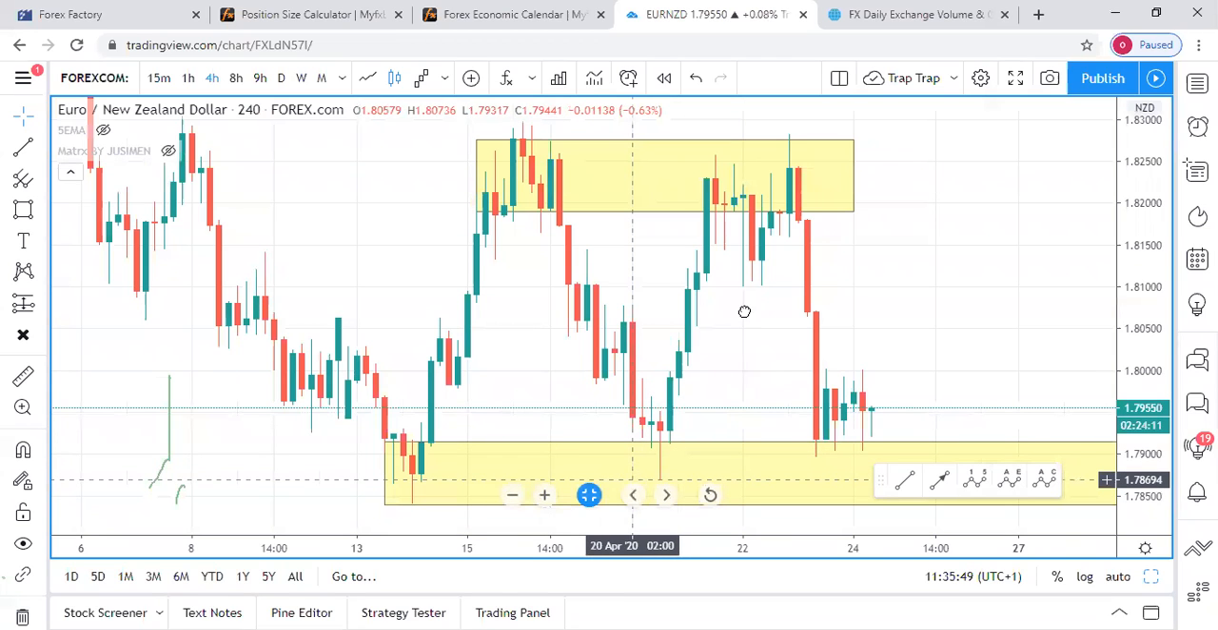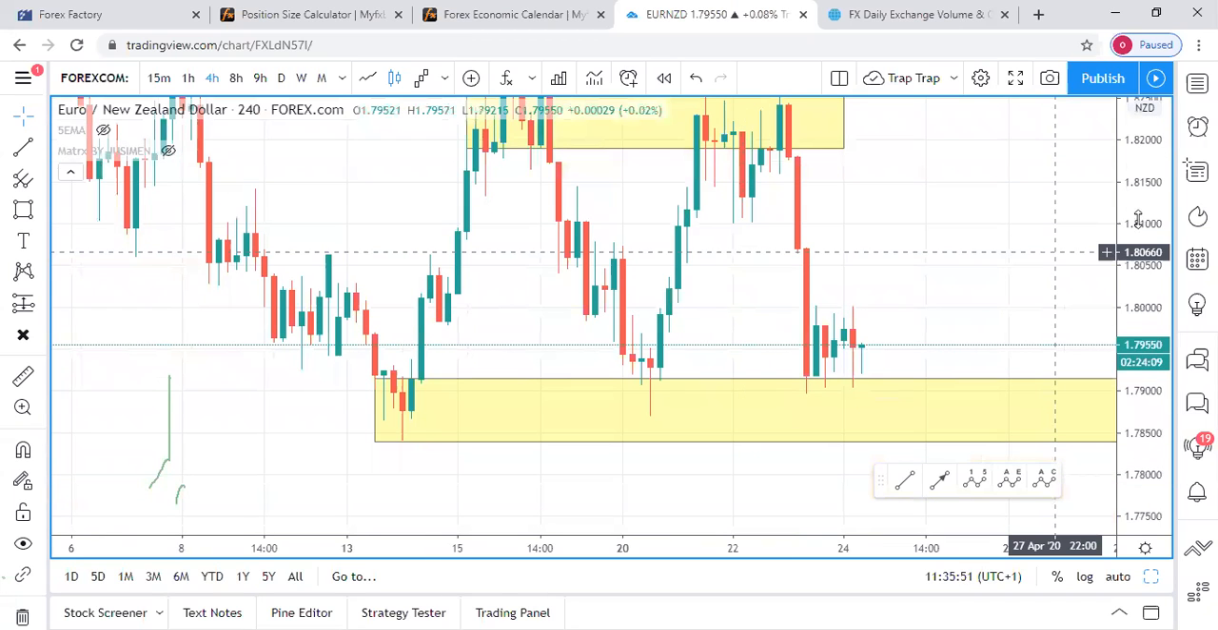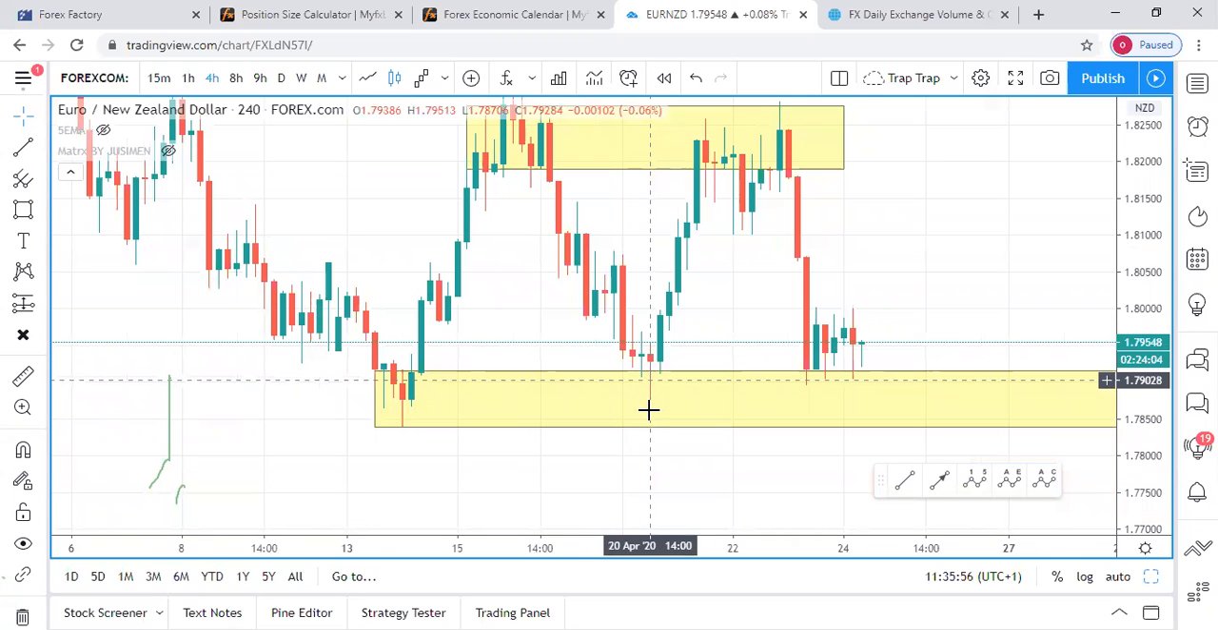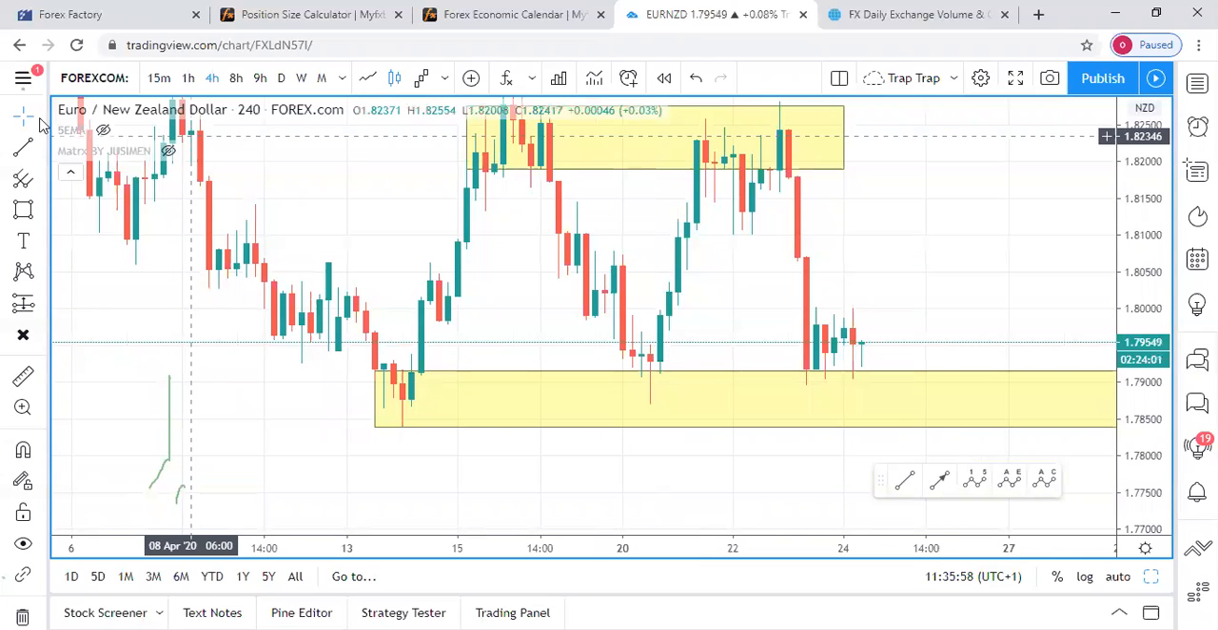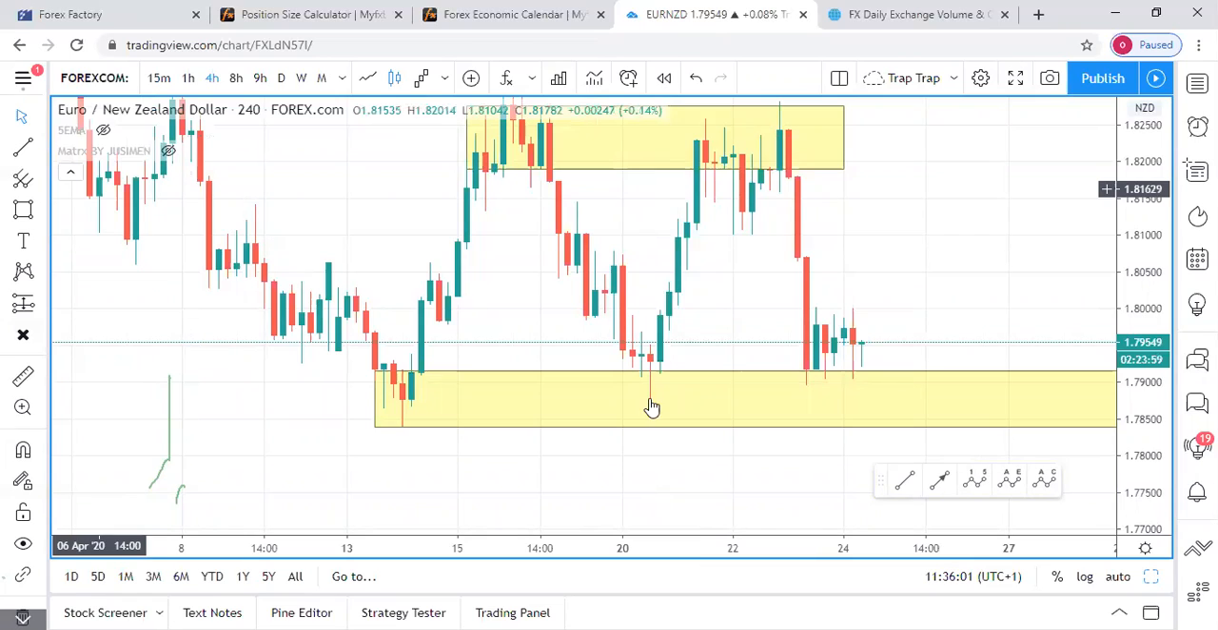Later on, when we talk about candlestick patterns, you will see that you would have had a reason to buy here, because when price came into this place, it was rejected. When I say rejected, you notice that you see a wick.